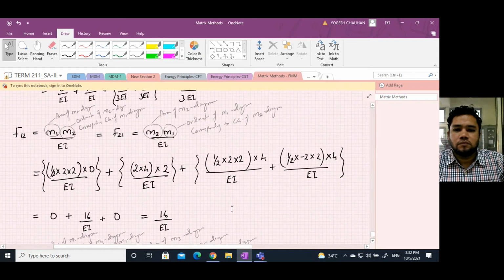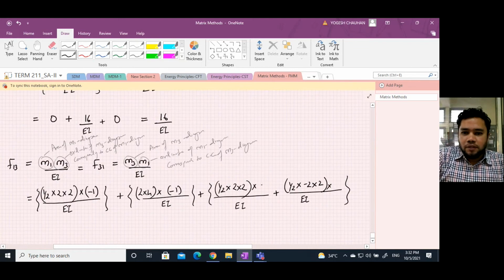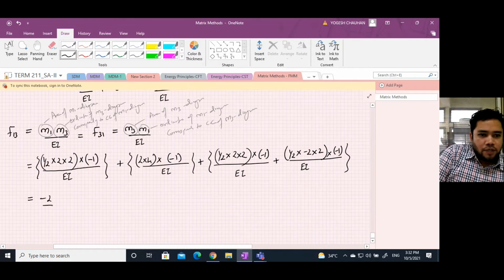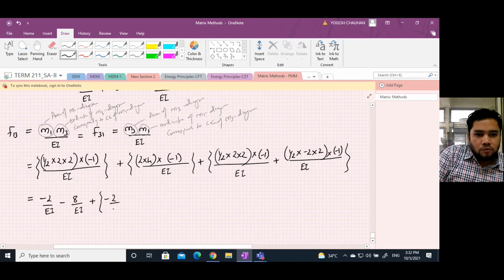Multiply here minus 1 minus 1. So finally you will get F13 is equals to minus 2 by EI minus 8 by EI and minus 2 by EI plus 2 by EI. So this will be equal to, this will be cancelled out. So this will be minus 10 by EI.